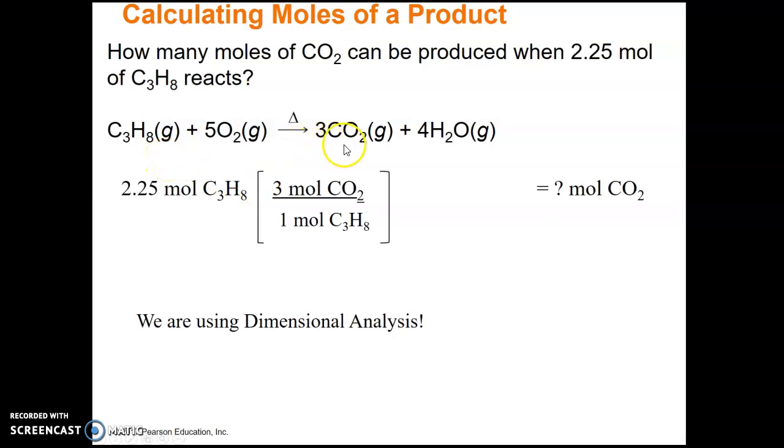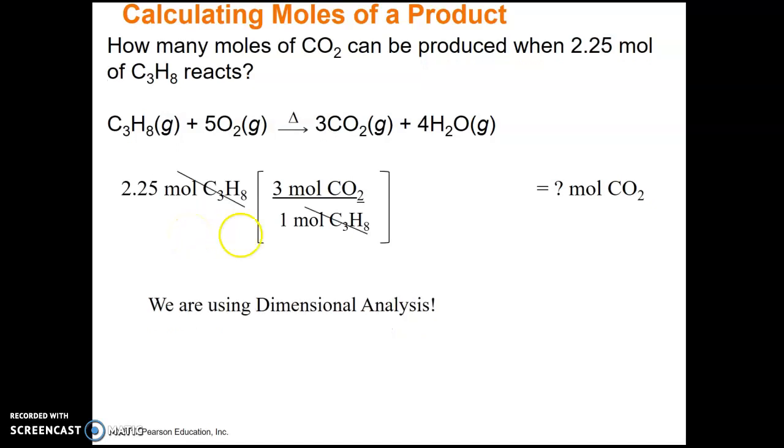There's 3 moles of CO2 in this reaction for every 1. There's no number there, so there's a 1 there. 1 mole of propane gas. So I put 3 moles of CO2 over 1 mole of propane because I want to cancel these units. Don't forget, you get points for showing your work and you get points for canceling the right units. So the moles of propane gas cancel out and I'm at moles of carbon dioxide, which is what I want.